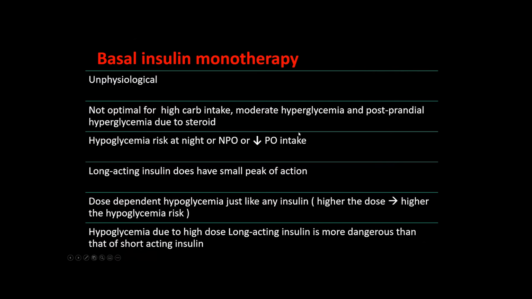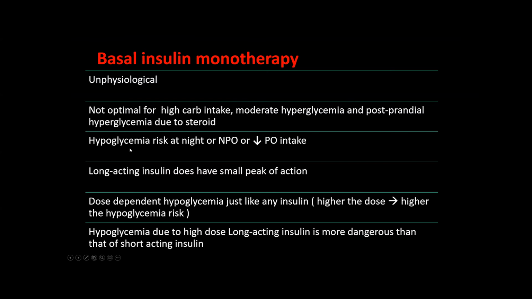So what about the risk? I'm going to explain the risk of basal insulin alone. Why is it not advised? It is unphysiological, and it is not optimal for high carb intake or for moderate hyperglycemia, which is more than 200, 300. It is also not good for controlling postprandial hyperglycemia due to steroids. In this case, the patient has COVID and is on dexamethasone. You might remember one of the poll questions: dexamethasone-induced hyperglycemia is usually postprandial hyperglycemia.